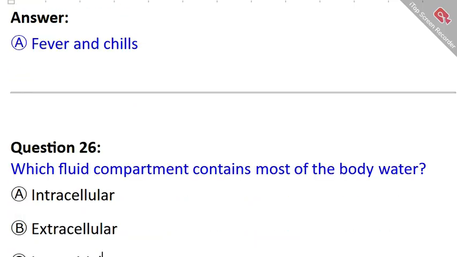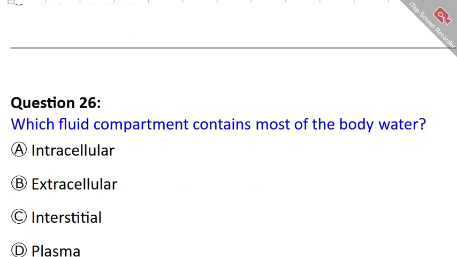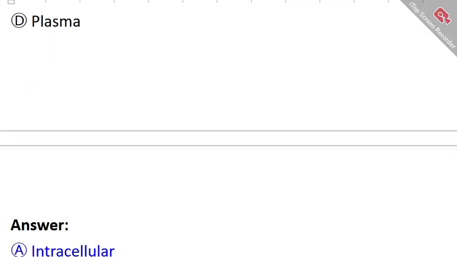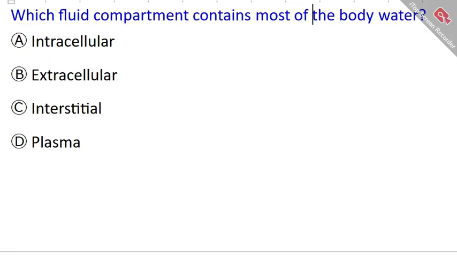Question number 26. Which fluid compartment contains most of the body water? Read the four options. Pause the video for 3 to 5 seconds. In this scenario, the correct answer is option A, intracellular. The intracellular compartment contains the most fluid of the body.